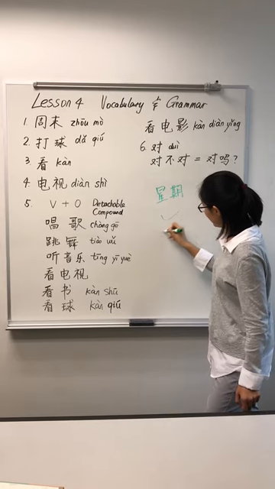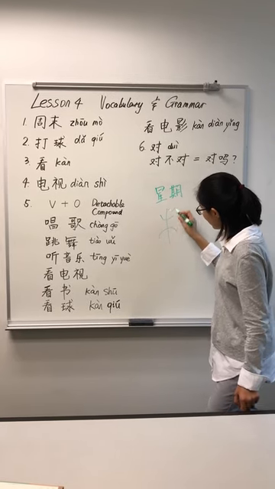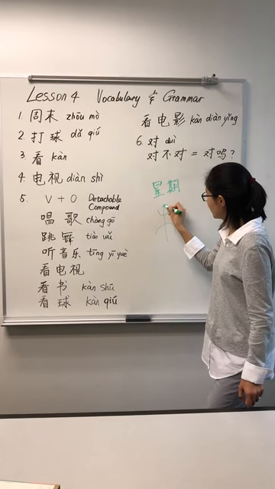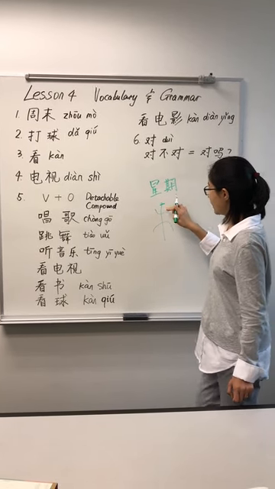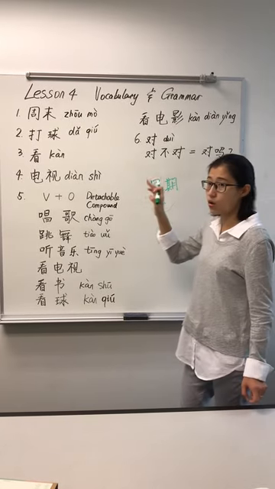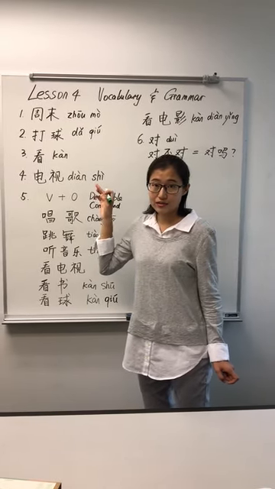The tree, this looks like this, and the tip of the tree means the end of the tree, the branches. So, 末 is for end.